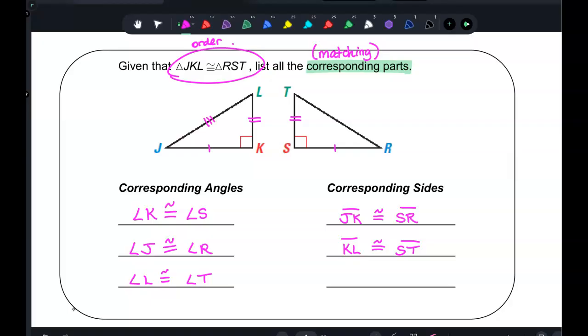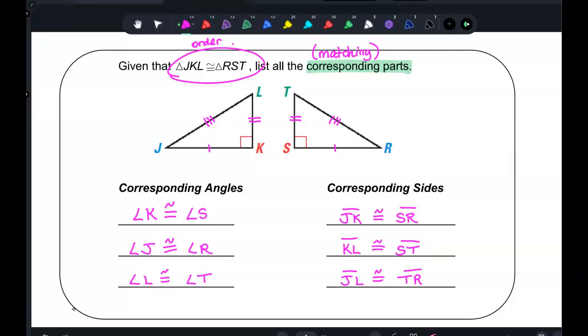So JL has to match with TR. Again, if we go to the order, JL are the first and last letters, has to match up with RT or TR, which are the first and last letters in the other one. So you could either look at the picture or just look at what we call the congruent statement.